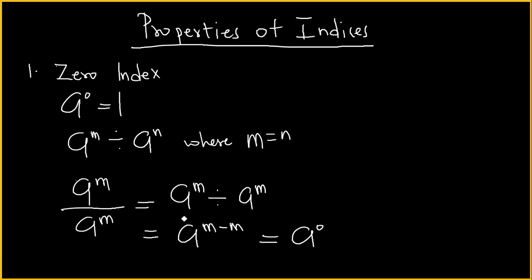And from the index property, which is the zero index, it says any number raised to the power 0 is 1. So a to the m divides a to the m, which is 1. So 1 is equal to a to the power m minus m, which is equal to a to the power 0, is equal to 1. So any number or any expression raised to the power 0 is 1 as our first property.